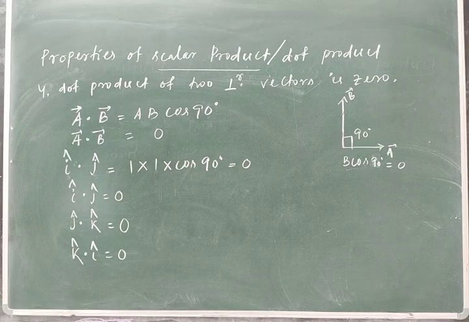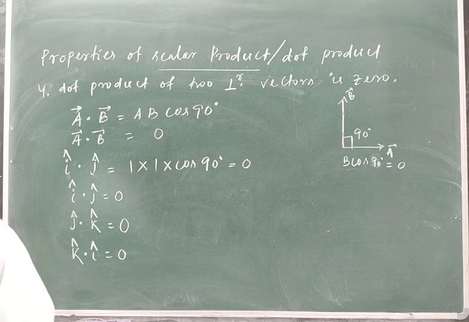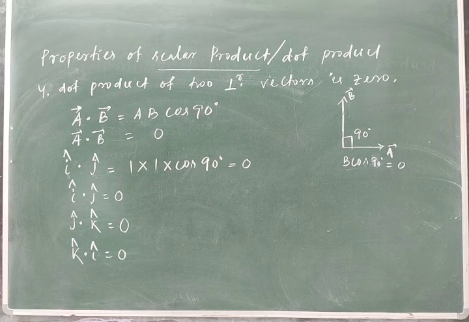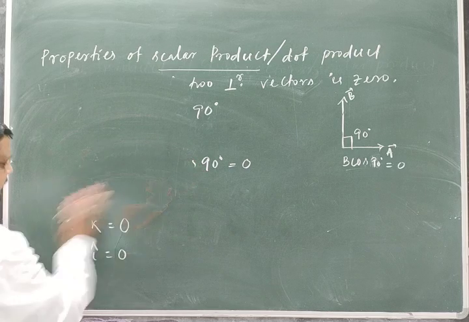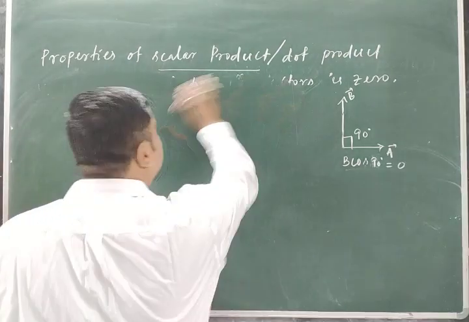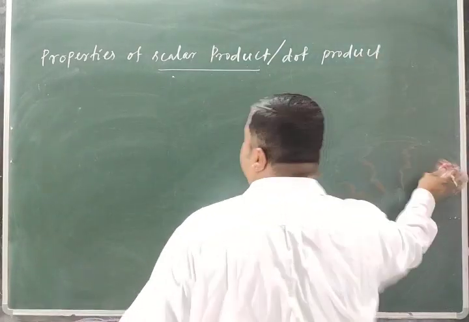Now we will go to the fifth one. Next we will go for the fifth property. Let's write the fifth one.